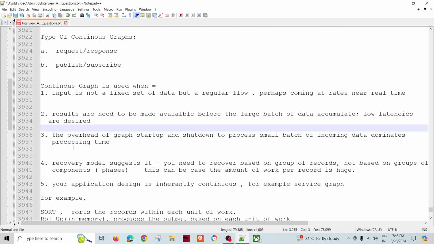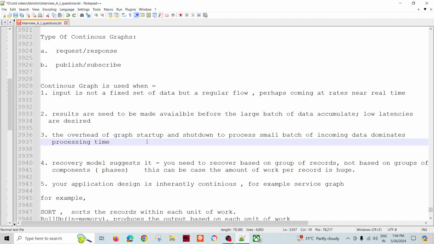Okay. The overhead of graph startup and shutdown to process a small batch of incoming data dominates processing time. We talked about batch graphs, right? In batch graphs there is a lot of startup time and shutdown time. Lookup creation happens, and all those things: the enrichment, filtration, validation, everything. All those activities we don't want. We will have a startup time if we use the batch graph, and a shutdown time, and that time is very huge.